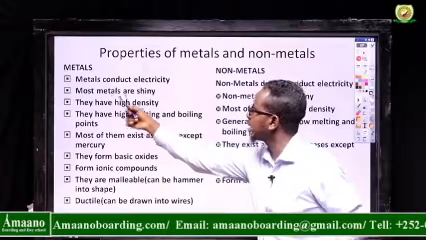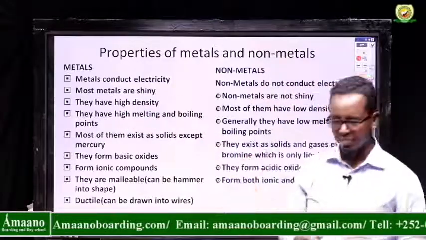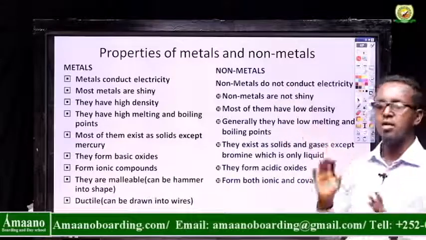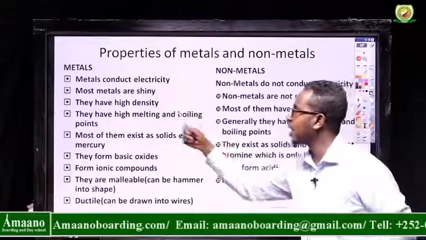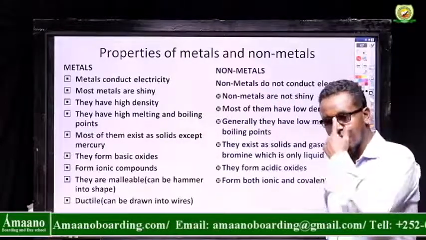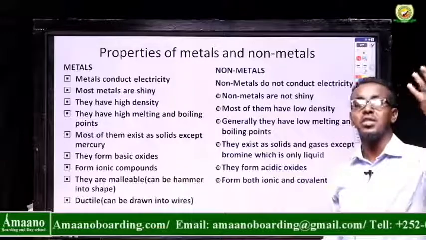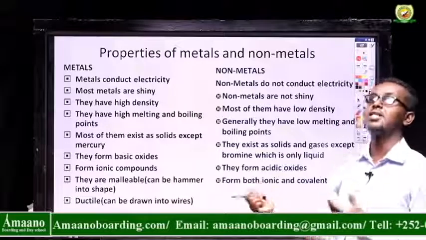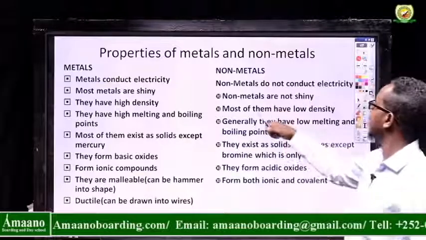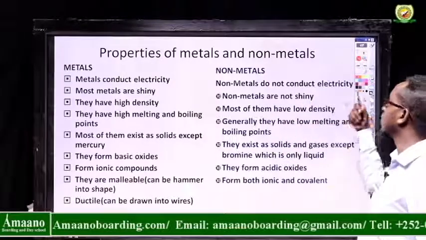What about the luster? Most of the metals are shiny. What about the non-metals? Non-metals are not shiny. So it is the opposite. They have high densities. Most of the metals have high densities. For example, mercury doesn't have a high density because it is a liquid. But non-metals, most of them, have a low density.